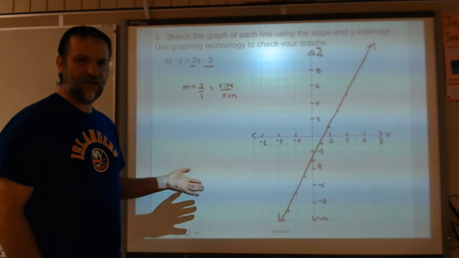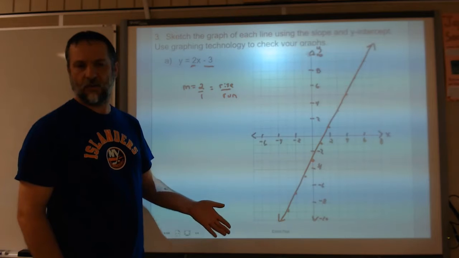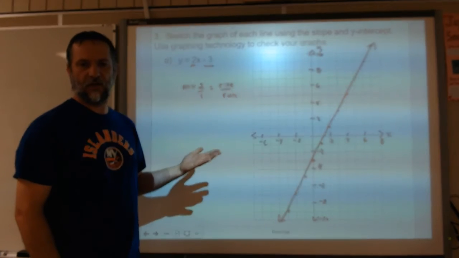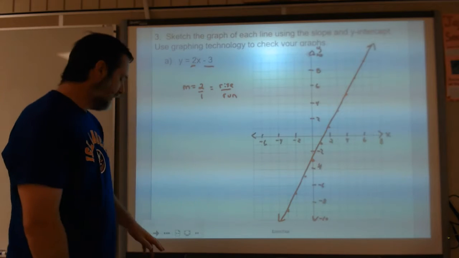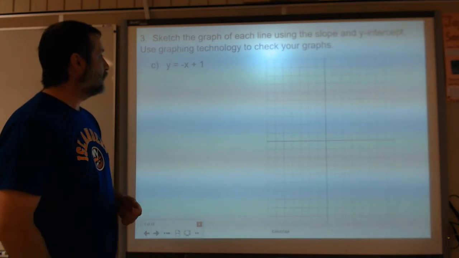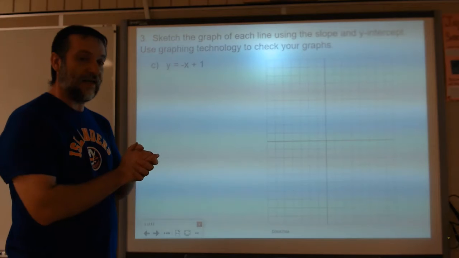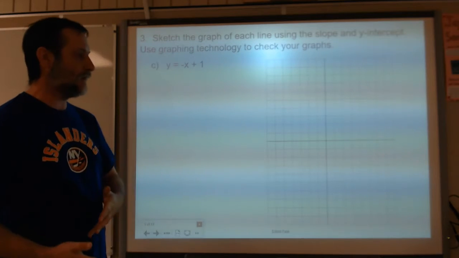So what I'm going to do for this is, like I usually try to say, ace the practice questions, so that's what I'm doing here. I'm not going to do every one. I'm going to do A, C, and E in the examples. So let's look at 3C. If I have to graph y = -x + 1, how am I going to do this?